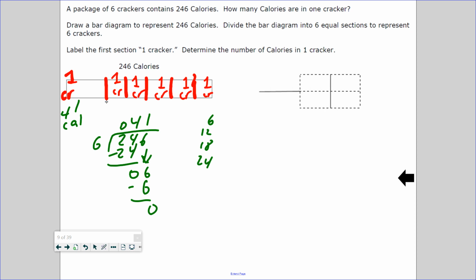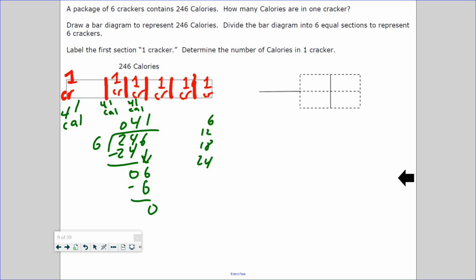What if you got hungry or hangry, because you're hungry and angry, and you ate another cracker? 2 crackers will be 41, 41, which is 82 calories. What if you ate 3 crackers? 41 calories, 41 calories, 41 calories is 123 calories.